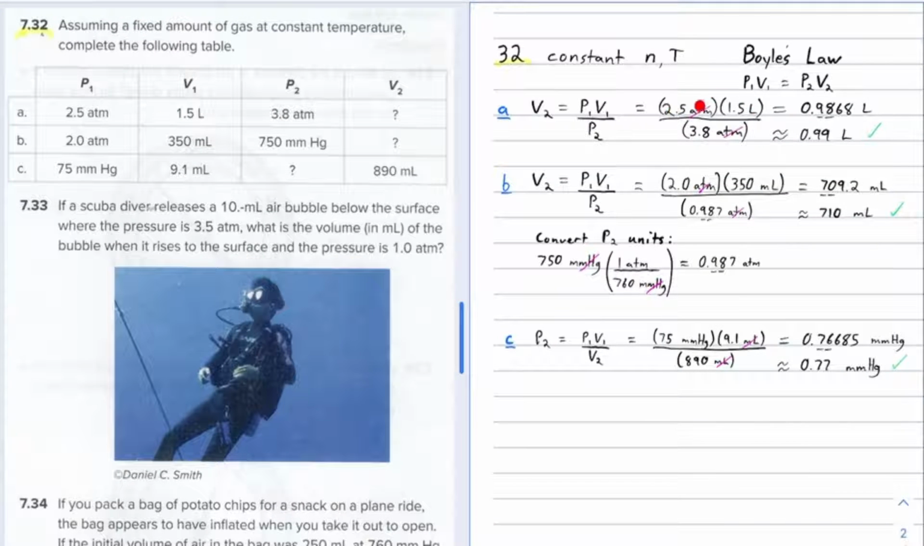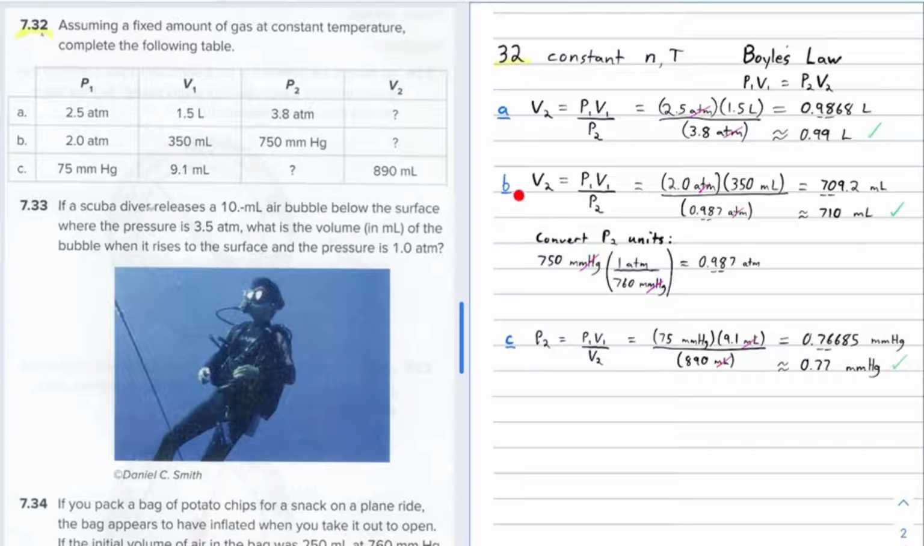You plug it in. Looks like the units are going to cancel off. You got to make sure that the units cancel off. You got the same units upstairs and downstairs. So the atmospheres cancel the atmospheres. And doing the calculation, you're going to get 0.9868 liters and rounding to 0.99 liters.